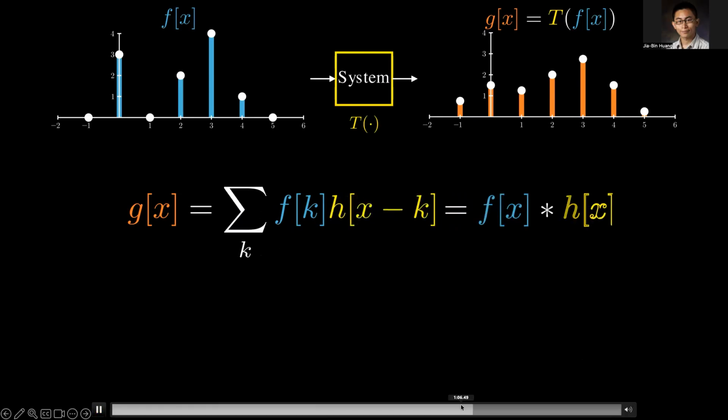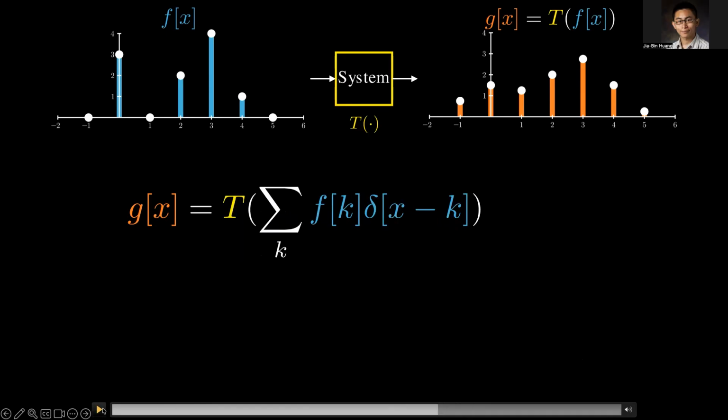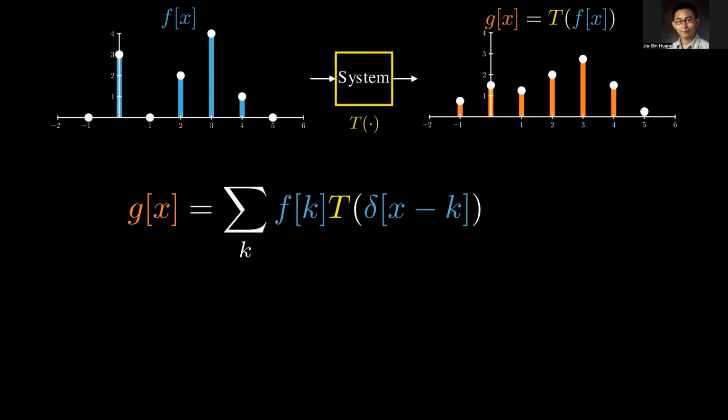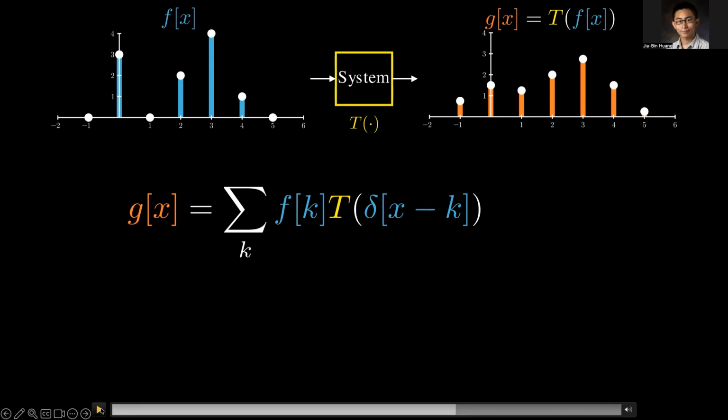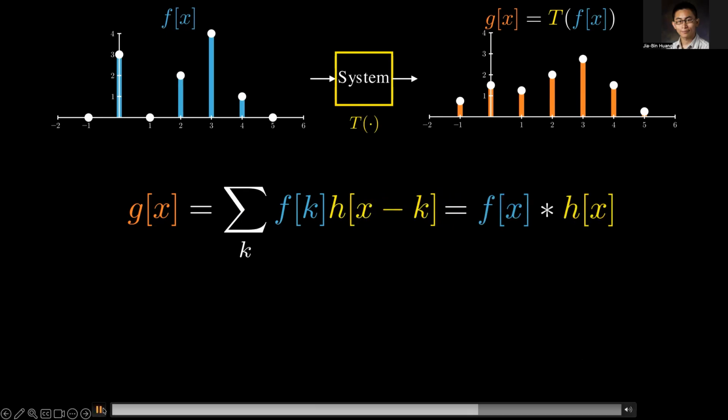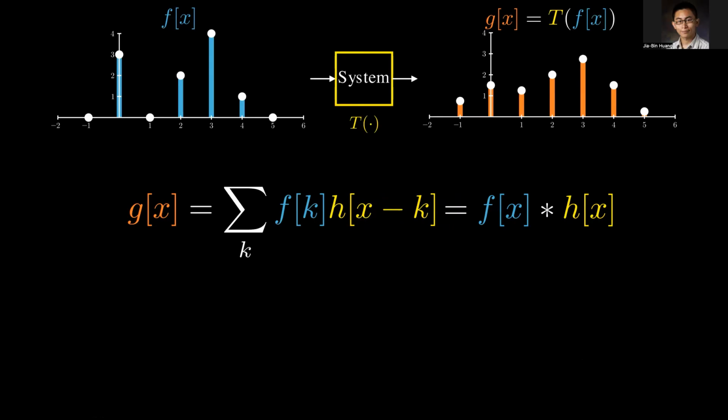But now, what is this function T? Sorry, this function T operates on this shifted version. And this is where shift invariance comes in, because this function applied on the shifted version is the same as the output from the unshifted function, and then shifted.